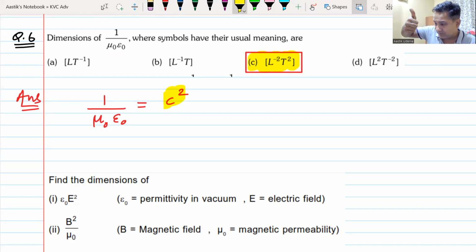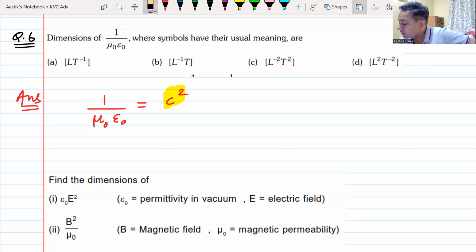Sir, speed of light is L by T power -1. Yes, beta. Oh, sorry. So it is option D. Sorry, I did not see that. L minus 2, option D. Or option C? Yes, sir, it's option D. I've corrected it for you.